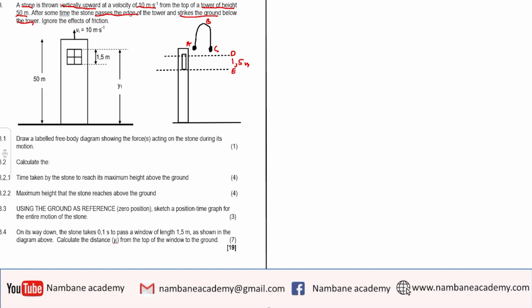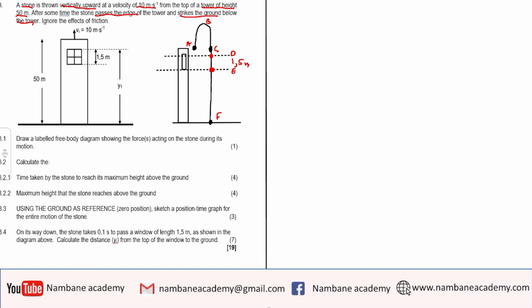But what do I know about D and E? It means the stone will pass DE and actually hit the ground at point F. Why am I doing this, ladies and gentlemen? Very easy: for actual understanding of where I am in the motion of the projectile.